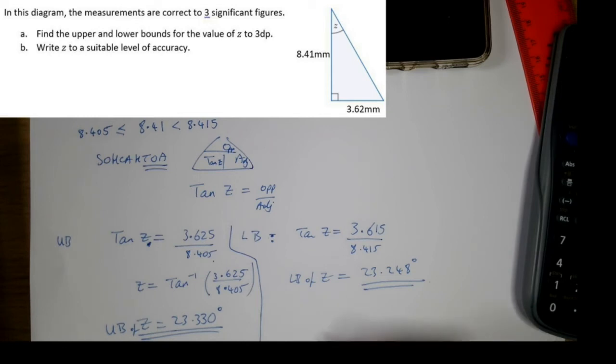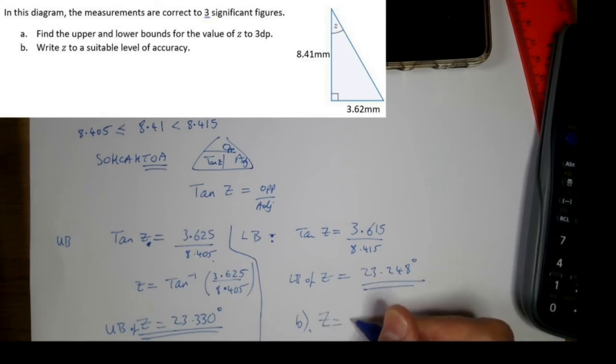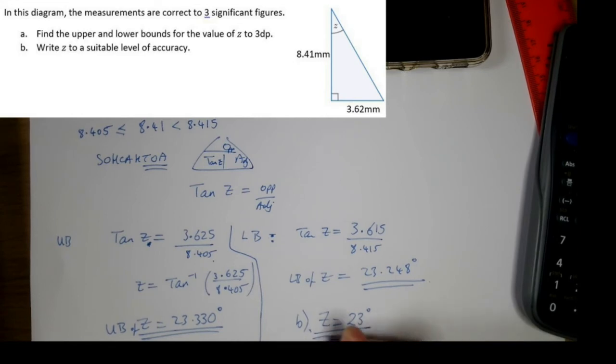Write Z to a suitable level of accuracy. Well, if you look at these, let's see what they would both round to. Can you see they would both round to 23 if we rounded them to the nearest whole number? If we rounded them to 1 decimal place, this one would round to 23.3 and this one would round to 23.2. So they'd round to different things. So I think what we want to do is just use 23 degrees, because both of those numbers round to 23 degrees, but they don't round to 23.3, they don't round to 23.2.